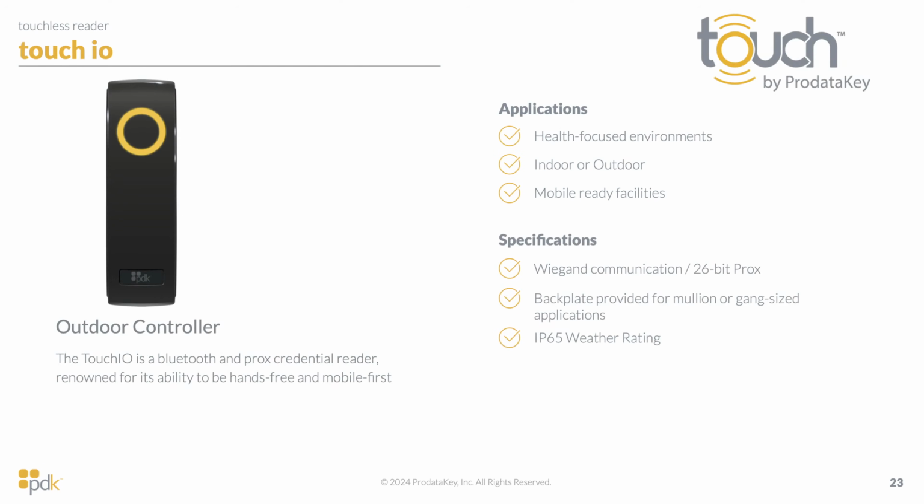The Touch I/O is either mullion or gang. The Touch I/O is actually the only PDK reader that is either mullion style or gang size. It just comes with a backplate that can transform it from this skinny format that you see on the screen into a gang size format. This can be indoor or outdoor. It's designed for mobile-ready facilities.